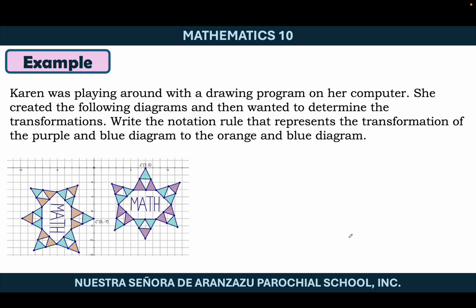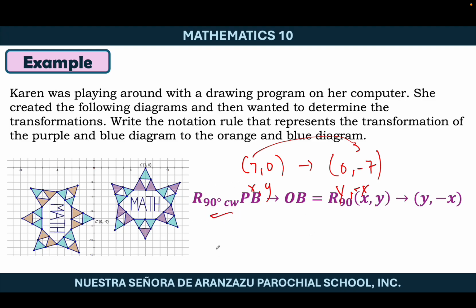So, ito napakita na natin kanina sa derivation of formula for the 270 degrees. Okay? So, from the given point 7, 0, the rotated point is 0, negative 7. So, this is x and y, and they switch the position, so y and x, then change the sign. Nag-change yung sign ng x, so y, negative x. And that rule represents 90 degrees clockwise. And again, pwede rin to 270 degrees counterclockwise.